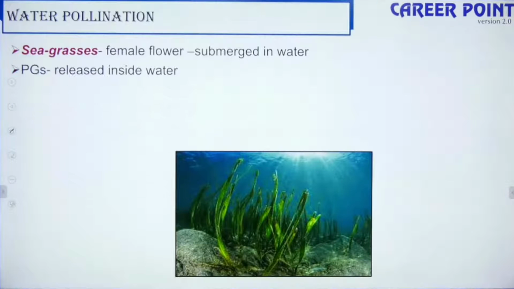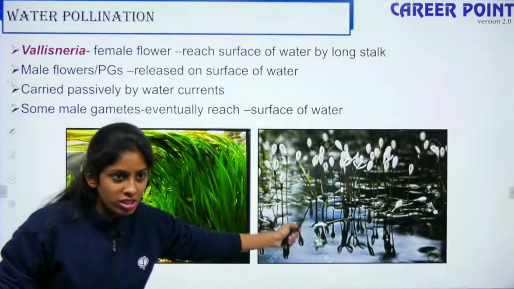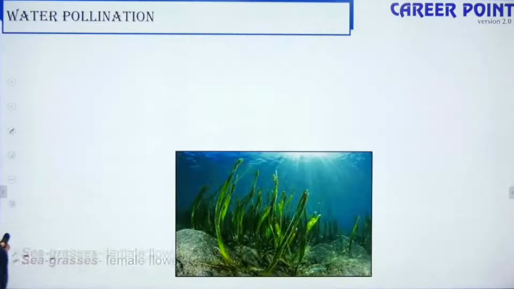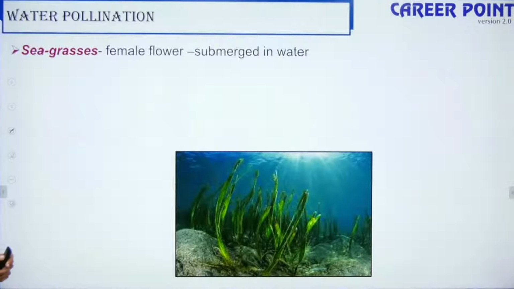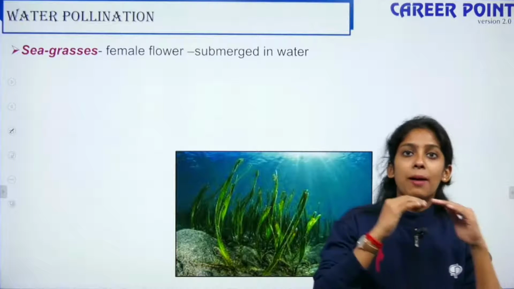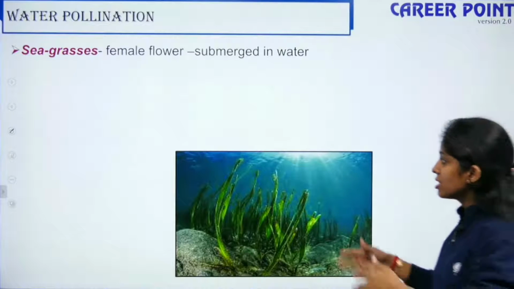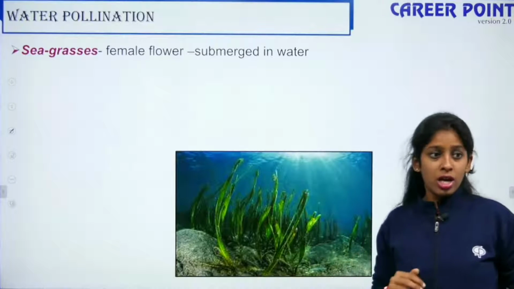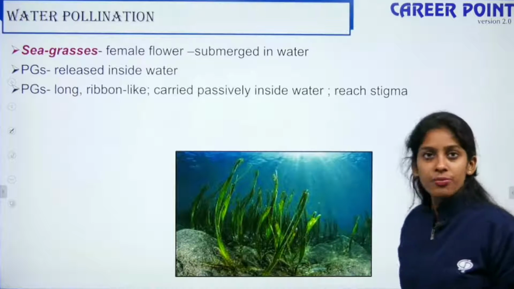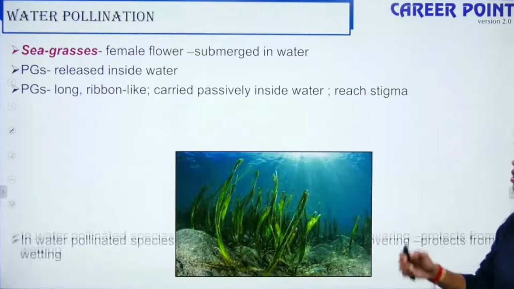Further, this is above the surface of water, this is beneath the surface of water. Both are Vallisneria, right? Further, in sea grasses, the male flower is submerged inside the water. In Vallisneria, the pollination happens above the surface or on the surface of water. But if you talk about your sea grasses, the plant itself is submerged underwater. Now how will the pollination happen? The pollen grains are released inside the water. Here the pollen grains are long, ribbon-like. They are carried passively inside water to reach the stigma.